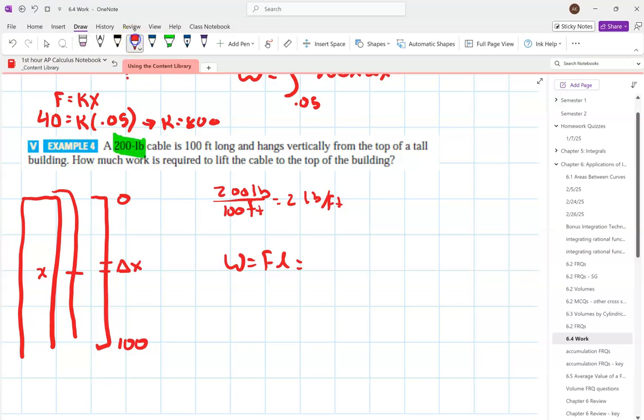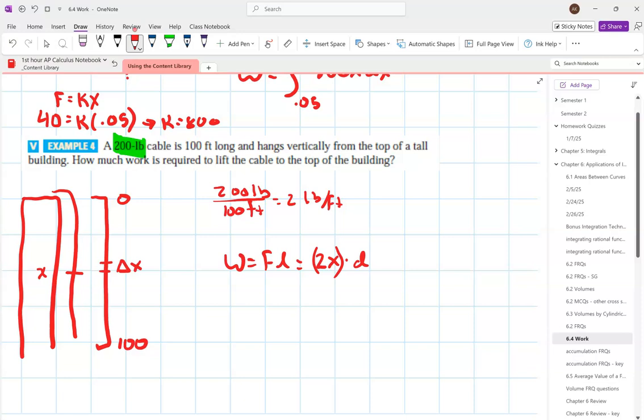So that's nice in that we're doing this in pounds, so we don't have that extra gravity piece to account for. So basically, the force is just going to be 2 times x, right? However much you're pulling up, or the distance you still have to pull, 2 times that is going to be the mass, or the weight of the cable, which is the force, right?